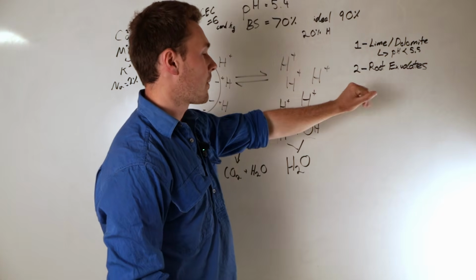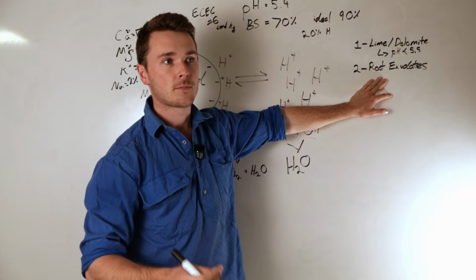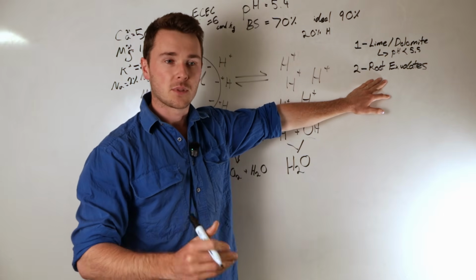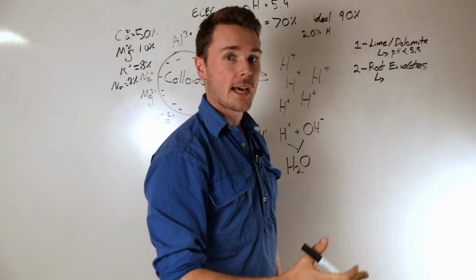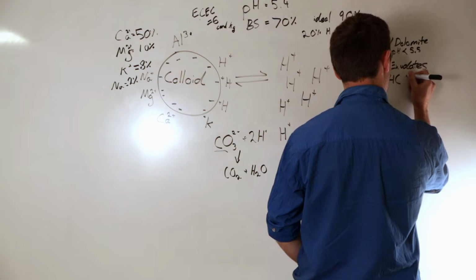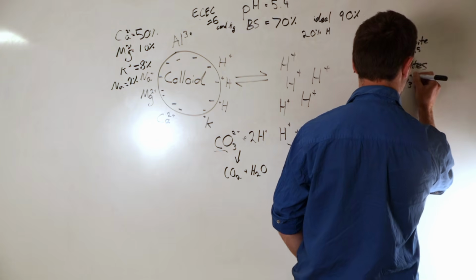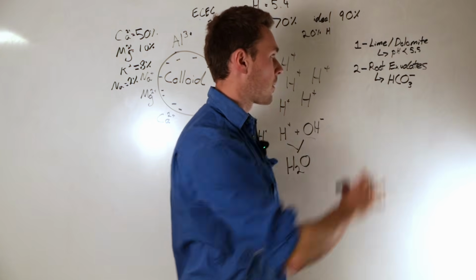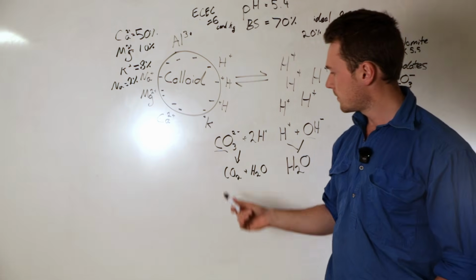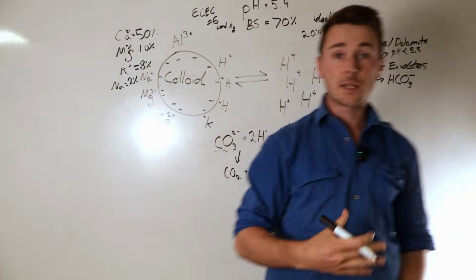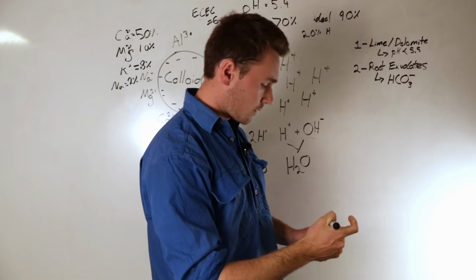So root exudates: plants have the ability to release alkaline or basic materials in their root exudates. So the root exudates can contain bicarbonates, which is a carbonate with one hydrogen. So there's just one spot for a hydrogen to then take up. So very similar to this, except it's just one hydrogen. So plants can actually release that. And it's not a woo-woo thing.